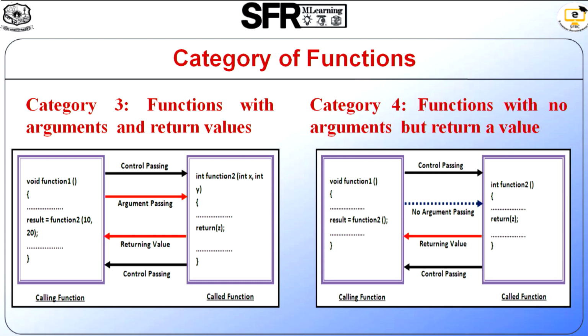The fourth one is a function with no arguments but a return value. This function is also a one-way communication. The calling function does not pass any data to the called function, but the called function returns a value to the calling function. So, these are the 4 categories of functions.